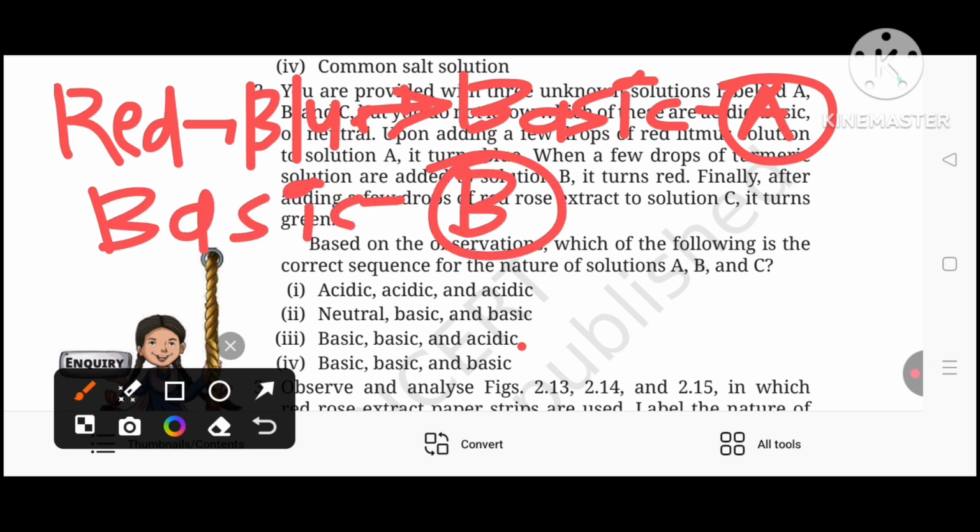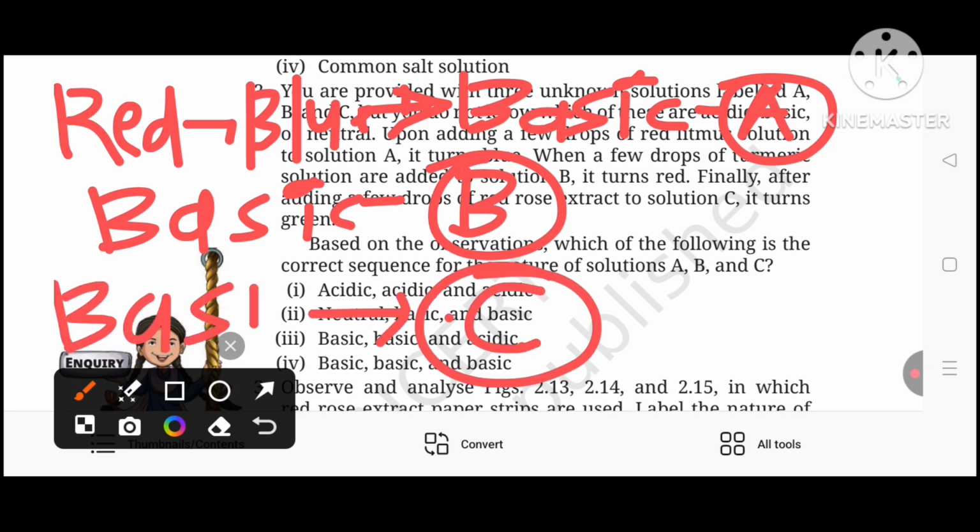And finally, a drop of red rose extract is added to solution C. We know that red rose extract, when in contact with an acid, turns pink or reddish in color, and when in contact with a base, it turns green. So we can say that solution C is also basic in nature. So solution A is a base, solution B is also a base, and solution C is also a base.